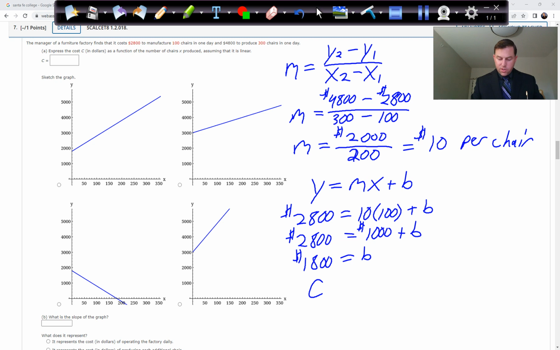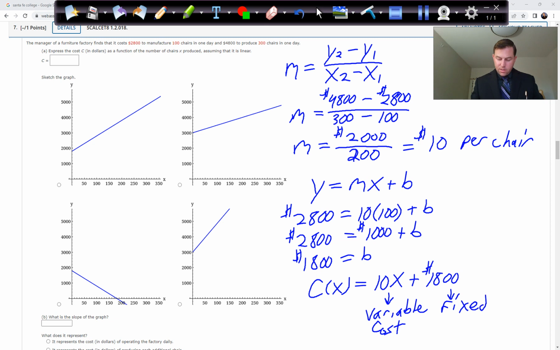Now the cost function is going to be the $10 per chair, so 10x, and then this is what's called a fixed cost of $1,800. So we call this one the variable cost because it varies depending on how many chairs you produce. And then this one's called the fixed cost. So this is like the cost of your factory, the cost of your workers, the cost of the material, fixed cost. That doesn't change. So it's $1,800. It doesn't matter if you produce 10 chairs or 1,000 chairs.